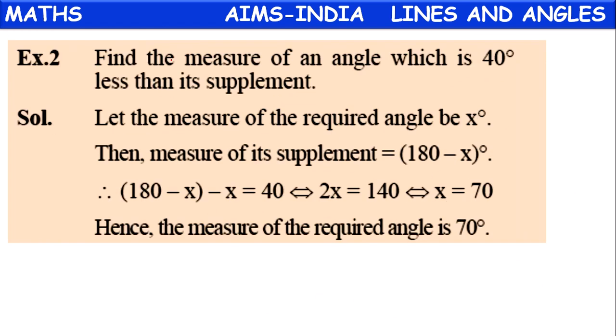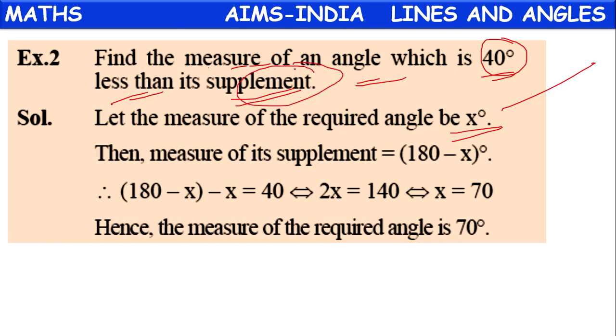Next one. Find the measure of the angle which is 40 degrees less than its supplement. So let the required angle be x degrees, children. They are telling about its supplement. If one angle is x degrees, then its supplement will be 180 minus x. They are telling the measure of the angle is 40 degrees less than its supplement.